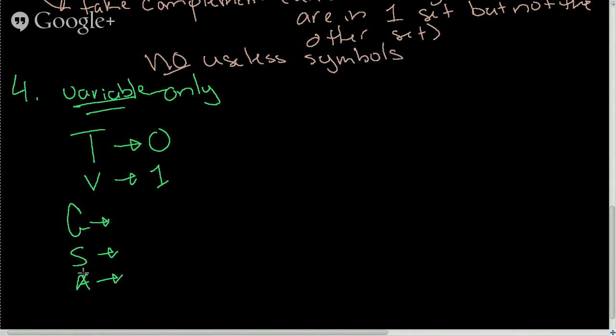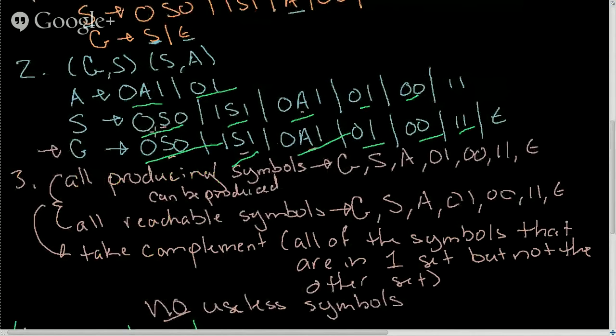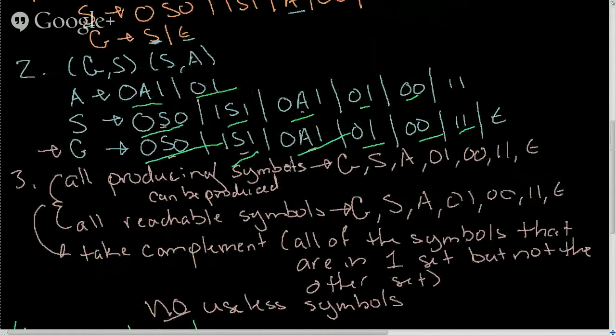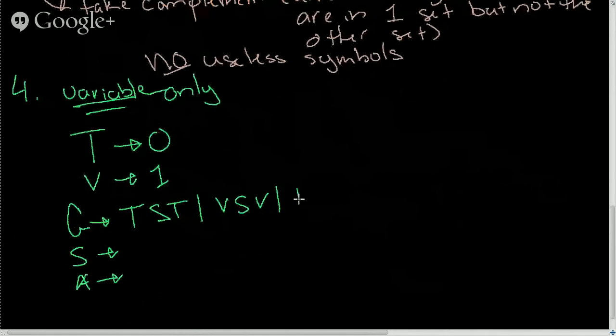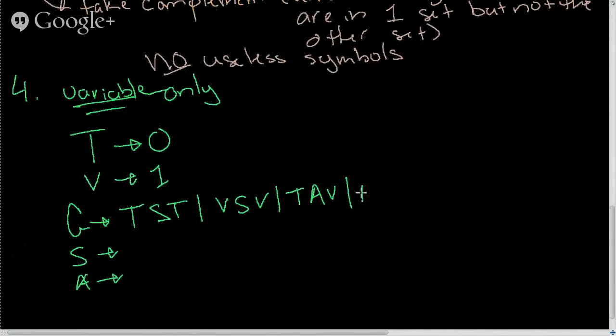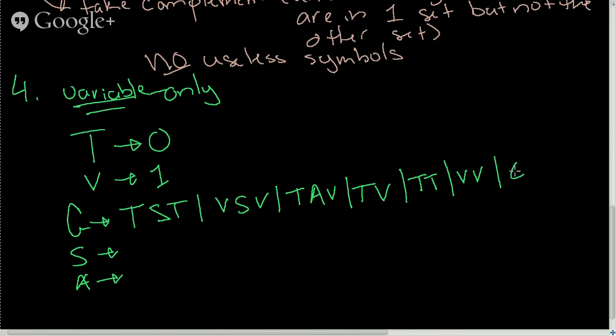as variable only, let's do, so G goes to 0S0, 1S1, 0A1. So G is going to go to TST, or TS, I'm sorry, not TS, VSV, or TAV, or 0, 1, 0, 0, 1, 1. So 0, 1 is going to be TV, or 0, 0 will be TT, or 1, 1 will be VV, or epsilon.